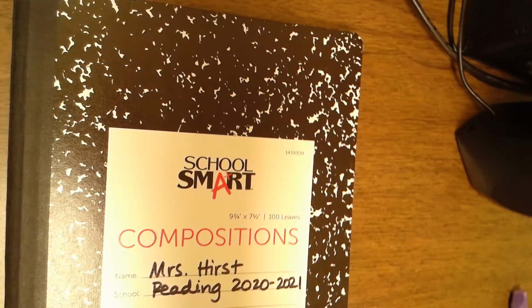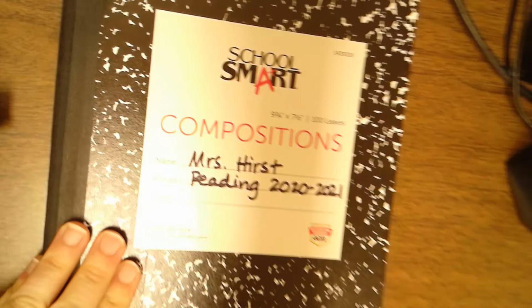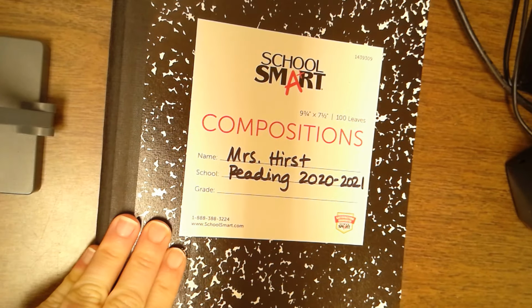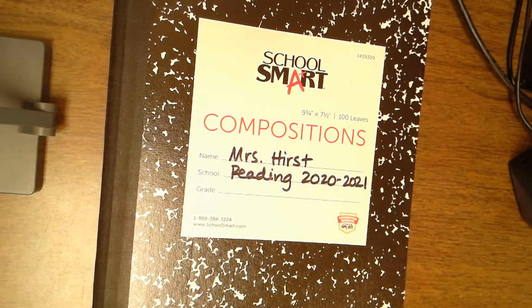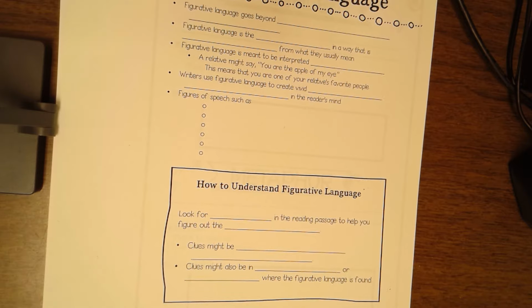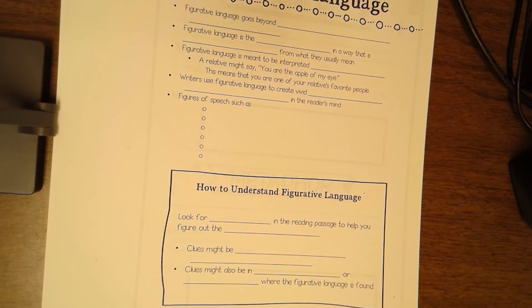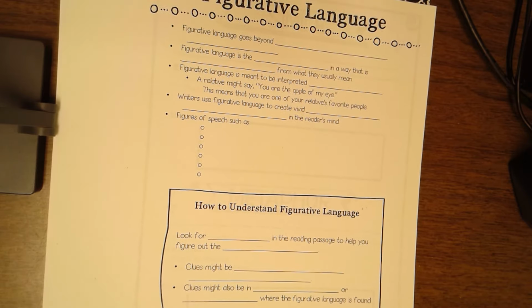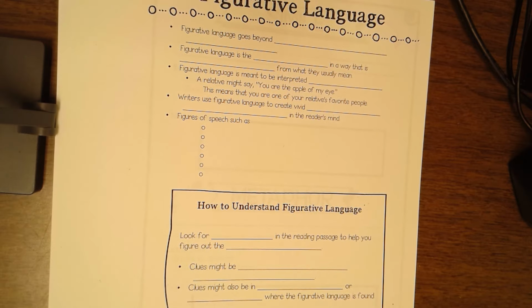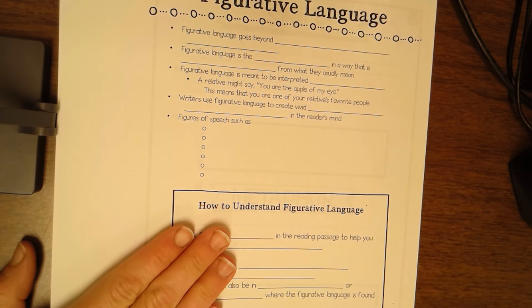All right, for language or for reading today, you are going to need your reading composition notebook. You are going to need a scissors, a glue stick, and you are also going to need this packet that you were given on Tuesday, or if you are in person today, you will be given this today. So this is going to be the first mini unit in our reading class.